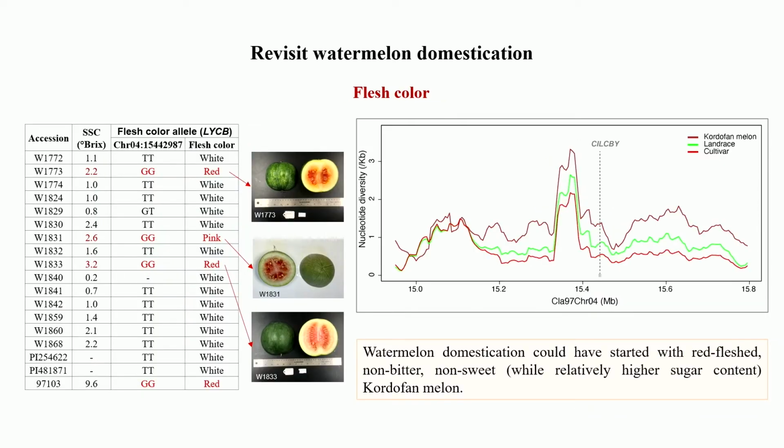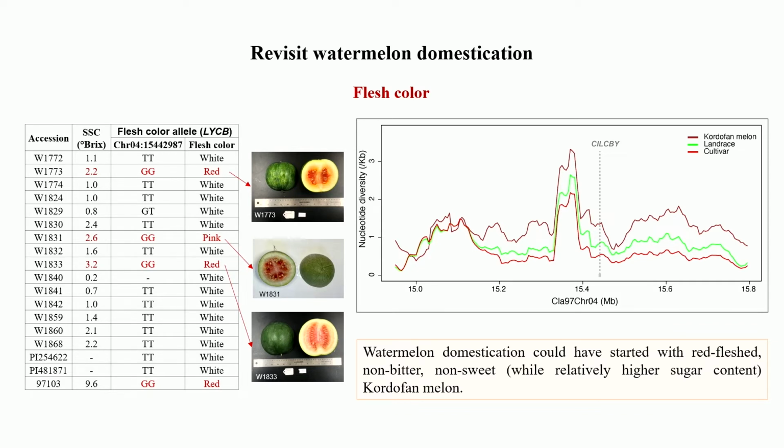Then the fruit color. As I mentioned, we already have the red color in the codofan melon. It's not like people previously thought, that all the codofan melons, like the 3 codofan melons we previously sequenced, are white fleshed. So people concluded previously that the red color occurred in the early stage of domestication. But that's not the case. We found that this red flesh color is already in the progenitor, and it could be used as a starting material for domestication.